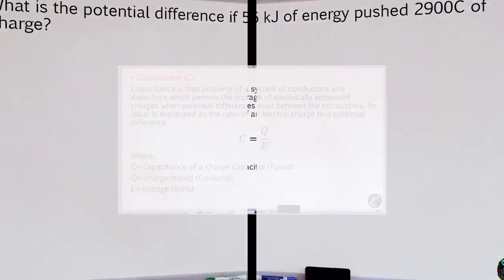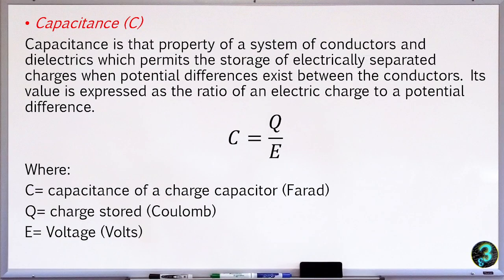Okay. Next, we have capacitance, no? So, capacitance is the property of a system of conductors and dielectrics which permits the storage of electrically separated charges when a potential difference exists between the conductors. So, basically, ito yung principle na nasa loob ng mga capacitors, no? So there exists a dielectric which is separated by an insulator, na ang nangyayari is because there exists a potential difference between them, so doon na i-store yung ating charge, no?